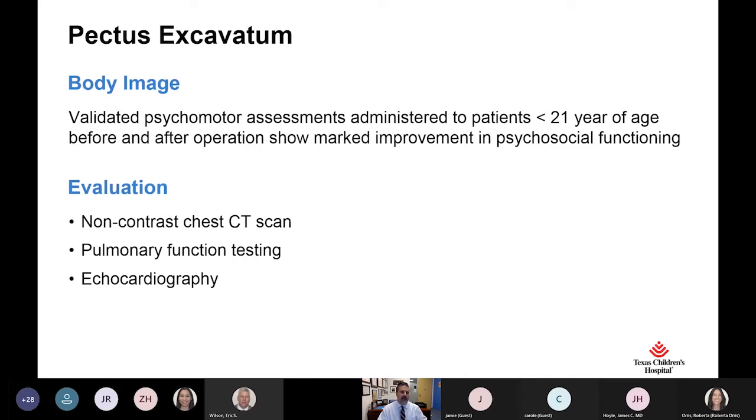Another thing that we look at is pulmonary function testing, which is pretty much done on every patient. And then in select patients, we will actually order an echocardiogram. And the echo can be very helpful in determining, especially during stress, if they're having these stroke volume problems.